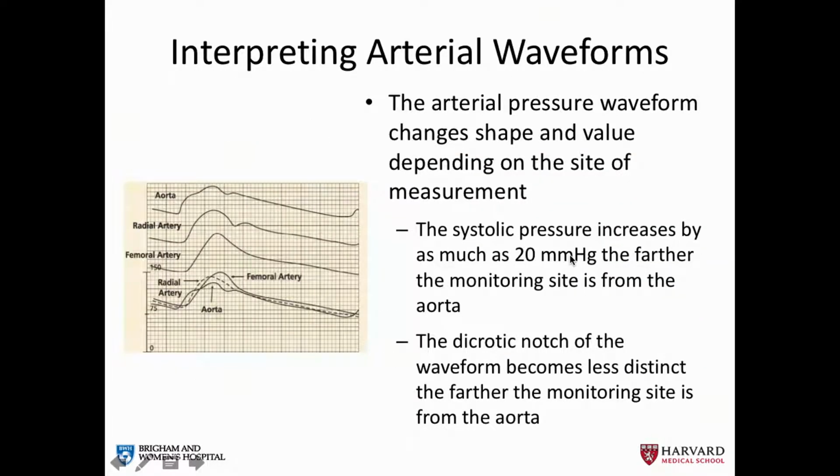Now, it's important also to remember that the arterial pressure waveform has different shapes depending on where you're monitoring from, and that will also impact the actual pressure readout from the system. Systolic pressure can increase by as much as 20 millimeters of mercury the farther the monitoring site is from the aorta. So that means that you can have quite different readouts from the radial artery versus the femoral artery. Also, the waveform itself may change depending on where you're measuring from.